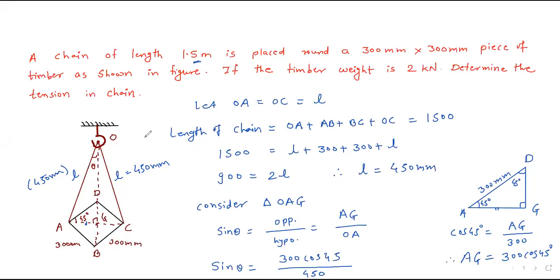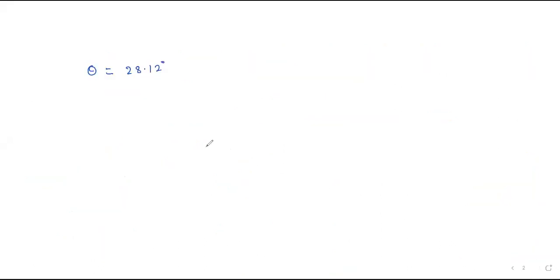Now see, this angle we have taken as theta, so this angle will also be theta because it is the same. Now if you draw the free body diagram at point O, I will draw it over here. Here it is your point O. You will get one force like this, another like this. This is your tension in the chain.